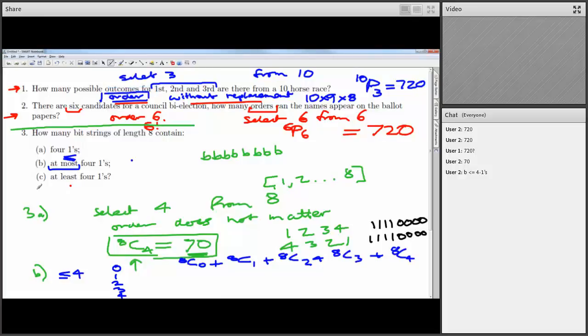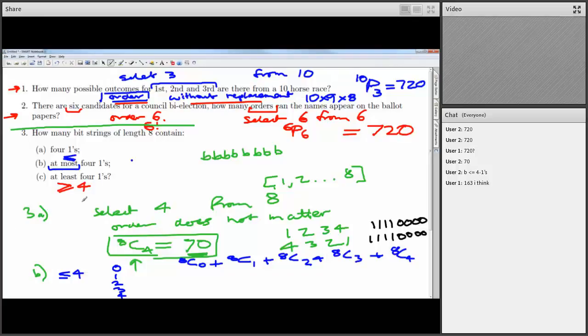For 3C, you do the same sort of thing. At least means greater or equal to. So you want greater or equal to 4 ones, and you can do it the same sort of way. You could list the numbers 4, 5, 6, 7, 8, and do the same sort of sum. You can do it quicker: at least 4 ones means you have at most 4 zeros, and that sort of balances out. So if you've got at least 4 ones, you have at most 4 zeros.